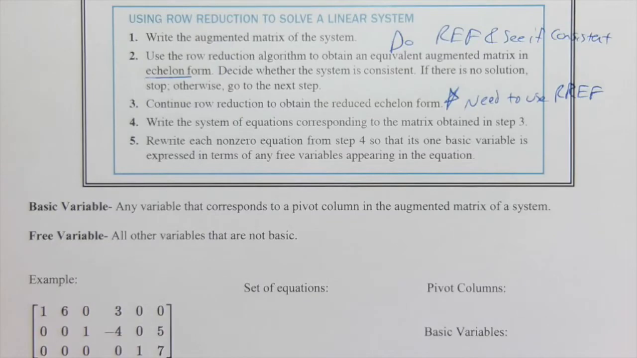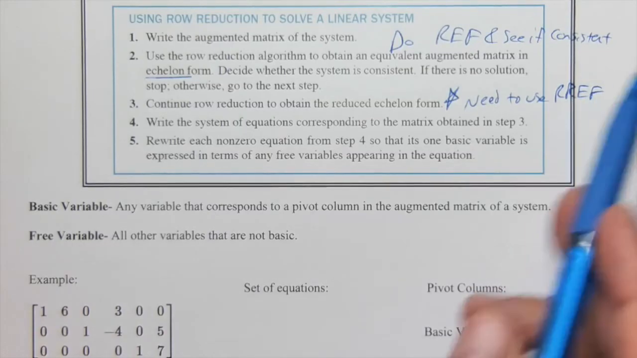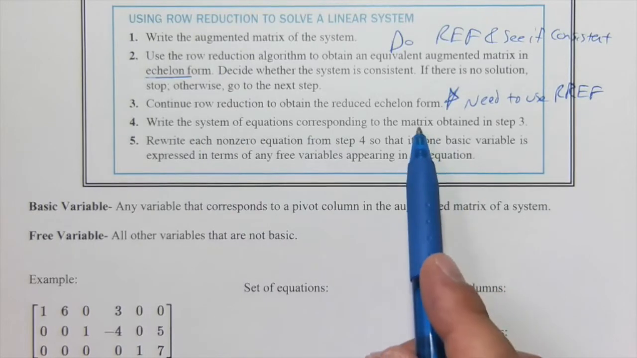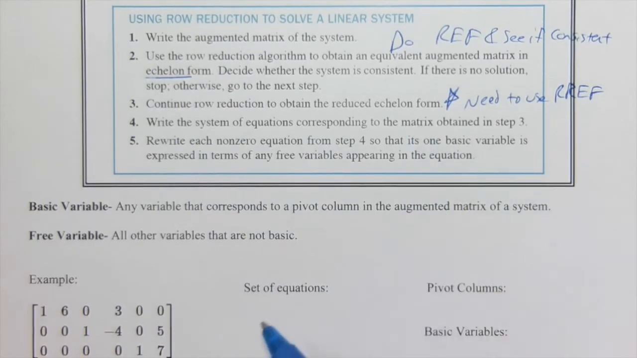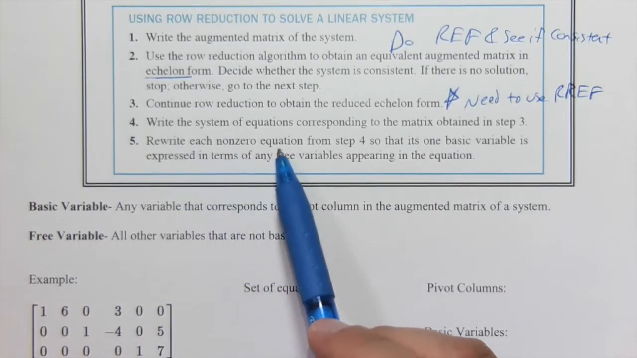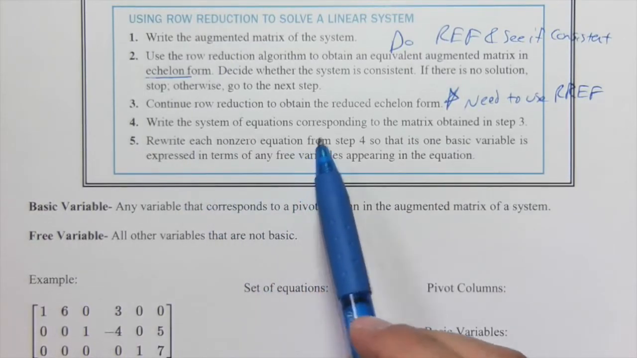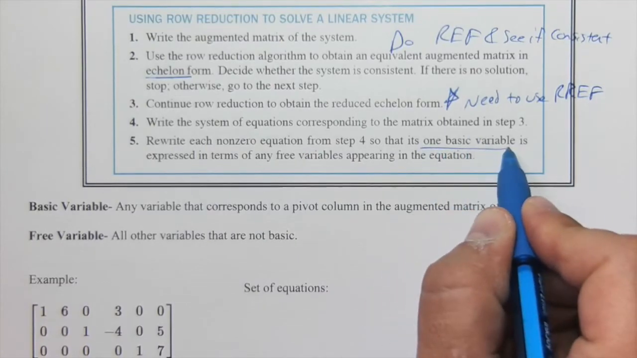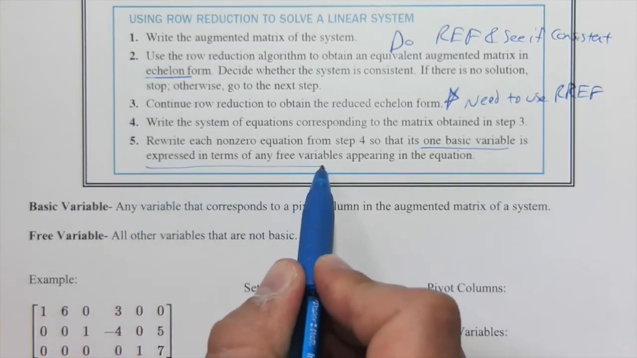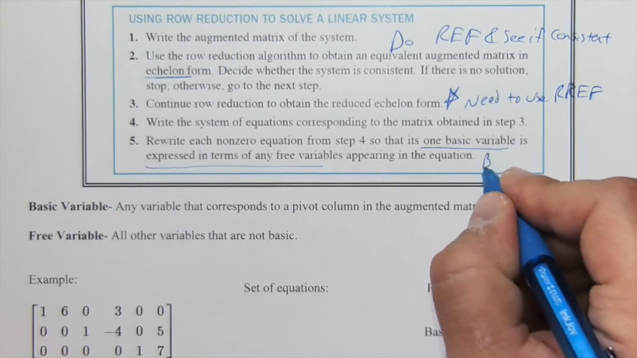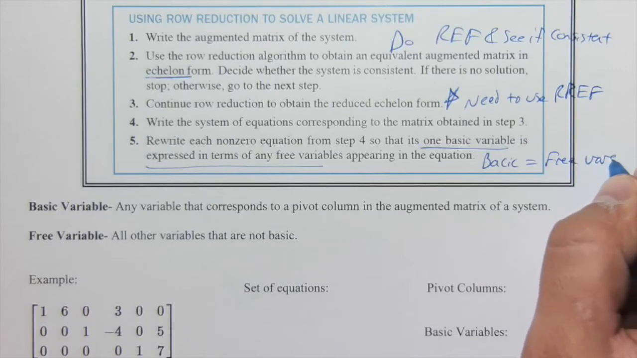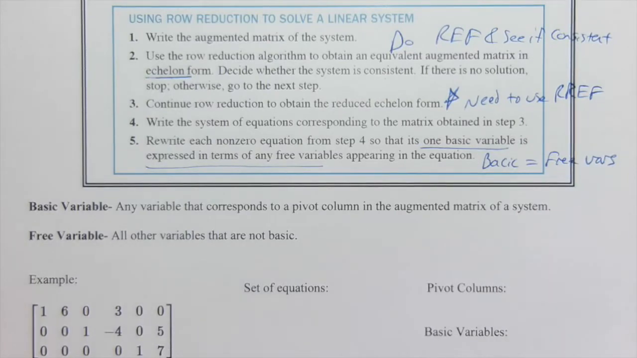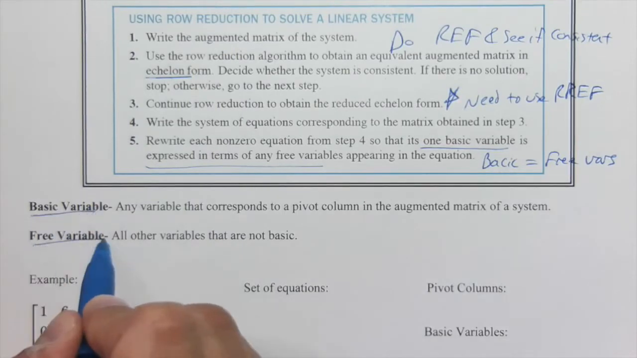Once you have it fully reduced, you can write down the system of equations that corresponds to the matrix, just like we did in the last class. And then, once you have that, you can rewrite each non-zero equation from number 4 so that the basic variable is expressed in terms of any free variable. So you want it to look like basic variables equals free variables. And you might be wondering what basic and free variables are. That's what's defined right below here. So basic variables and free variables are both defined right here.